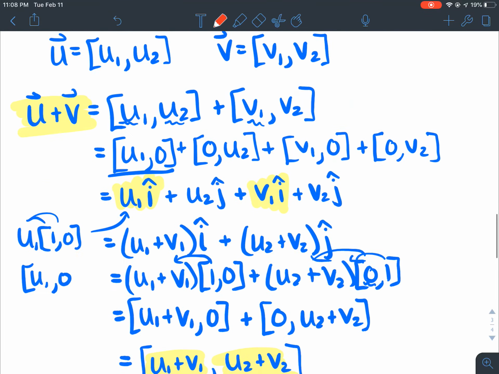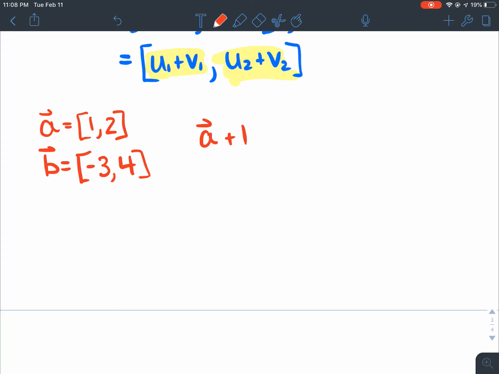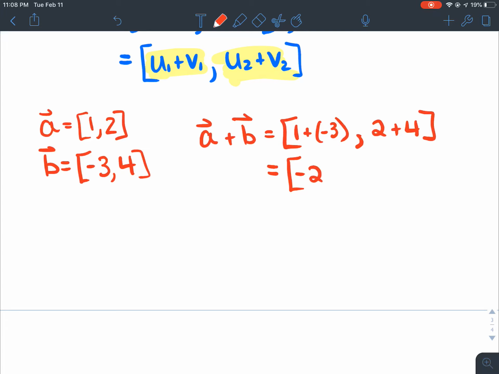So you don't ever have to do it like this again. It's just showing you that if you had a vector A that was 1, 2, and a vector B that was -3, 4, and you wanted to add A plus B together, you have to add their x components together, so 1 plus -3. And then you have to add their y components, so 2 plus 4. So vector A plus vector B would be equal to -2, 6.